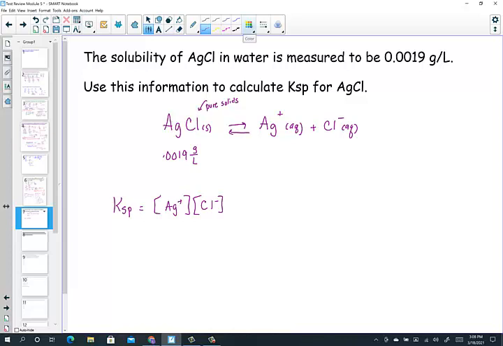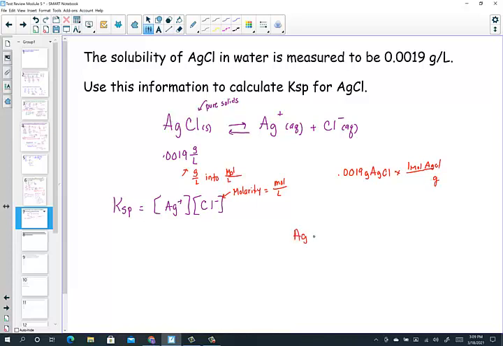Key component here, though, recall, is that brackets are molarity, which is moles per liter, not grams per liter. So you need to convert grams per liter into moles per liter. That's really the only trick to this particular problem, making sure you had your units set up correctly. If I had 0.0019 grams of AgCl and wanted to convert that into moles, I would divide by its molar mass.